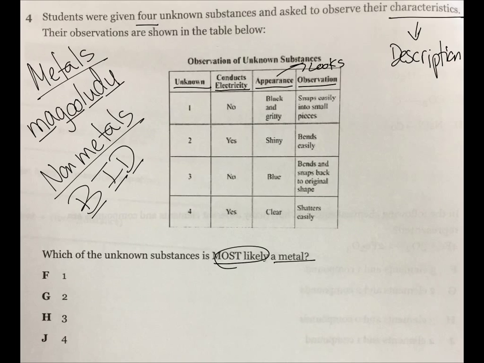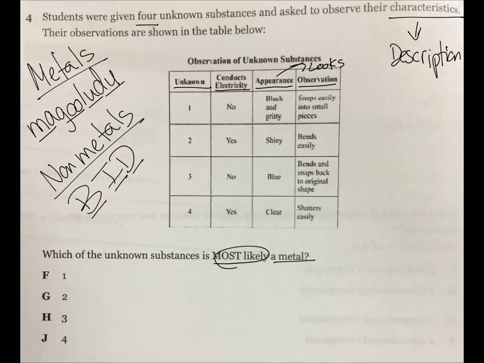Dull, the opposite of having high luster, meaning this one doesn't reflect a lot of light, so it's not very shiny at all. So let's look at each individual substance, and at the end, we're going to write down whether it's a metal or a non-metal. Maybe it's a metalloid, meaning we use both Magoo-Doo and BID. So let's start with unknown substance number 1.